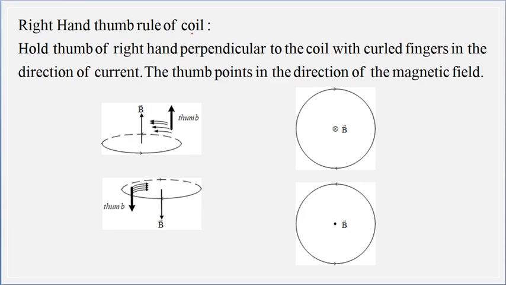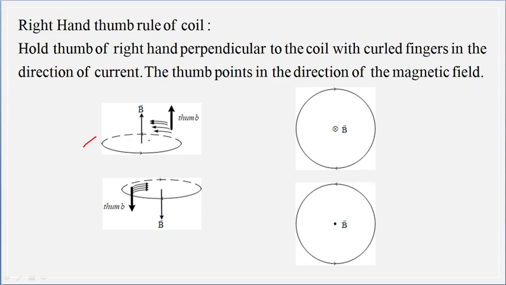Now, in the case of the coil, you have to hold the thumb of the right hand perpendicular to the coil. As we have given here, this is the coil. Remember that the coil is in the horizontal plane. We are considering this diagram. So you keep your right hand thumb perpendicular to this plane of the coil.